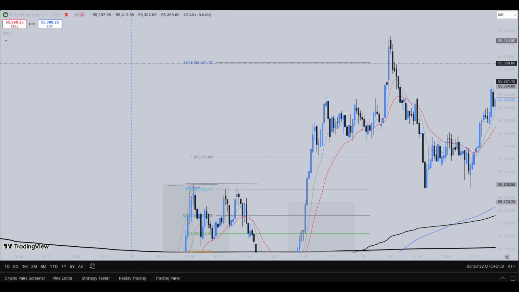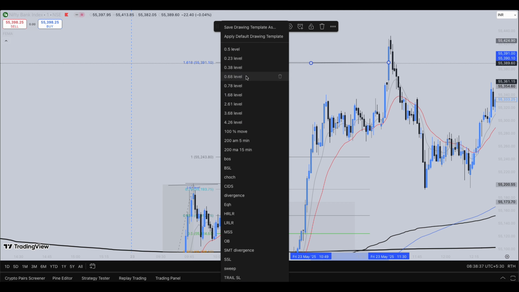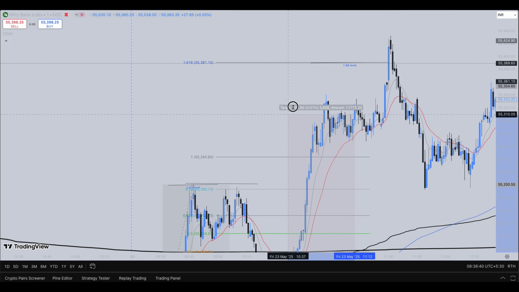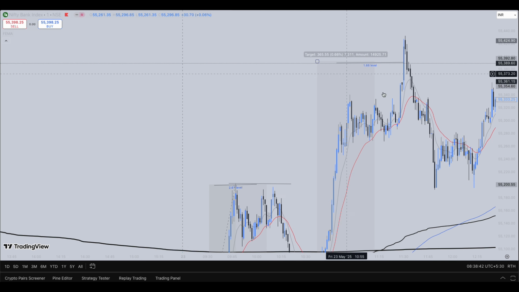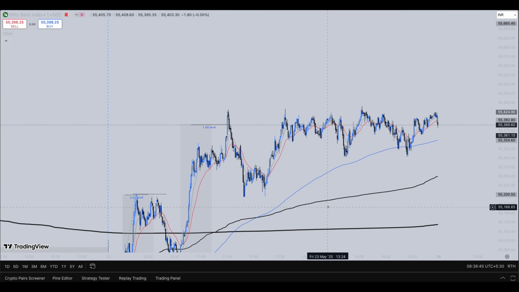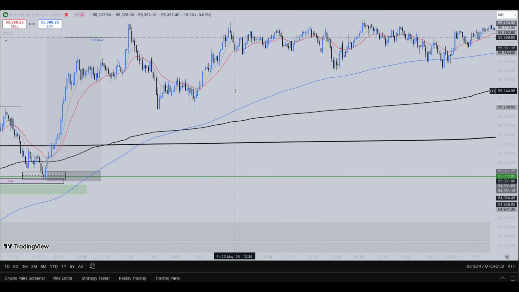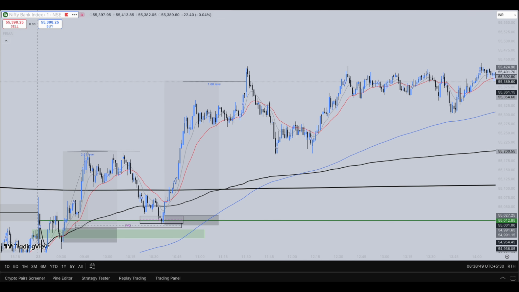So what you could have targeted is all the way to 1.68 level. This is exactly where you could have targeted it, guys. All the way to this level over here is where you could have targeted. So another good trade opportunity where you could have taken the long side.